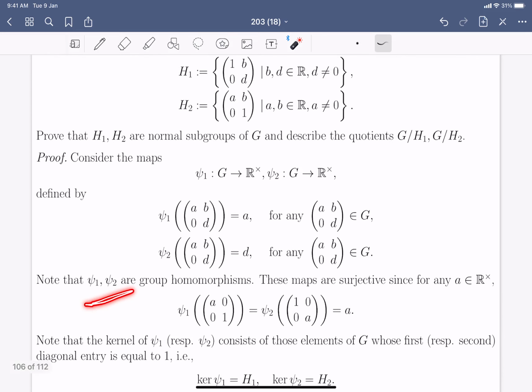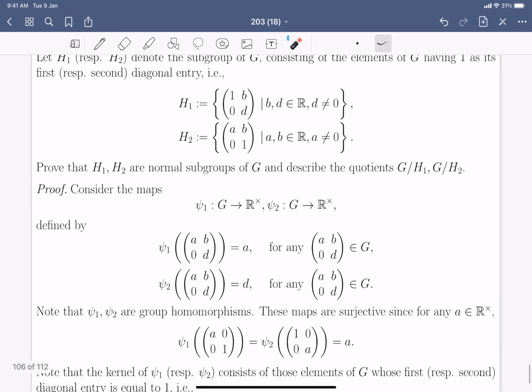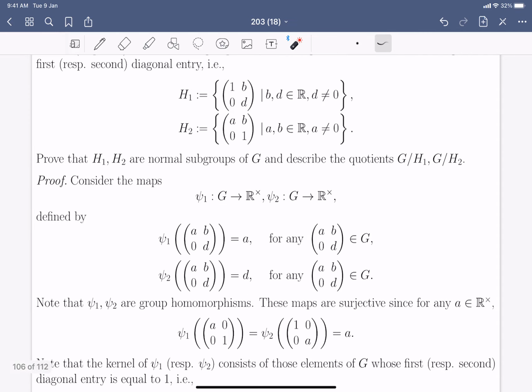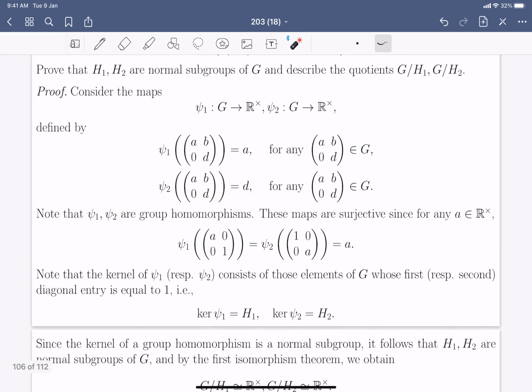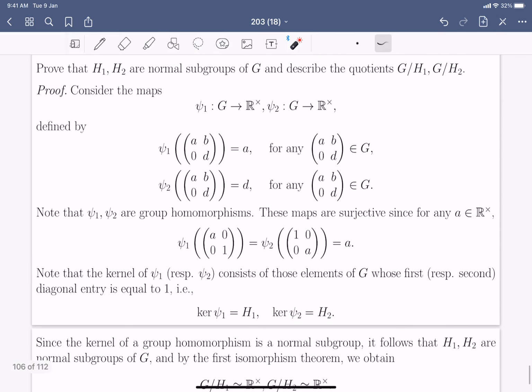It is really straightforward to see that psi1 and psi2 are group homomorphisms. Note that both maps are surjective, because psi1 sends the matrix with first diagonal entry A to A and psi2 sends the matrix with second diagonal entry A to A. This holds for any element A inside R cross. So psi1 and psi2 are both surjective group homomorphisms. The kernel of psi1 is exactly H1 and the kernel of psi2 is H2. We know that the kernel of a group homomorphism is a normal subgroup, so it follows automatically that H1 and H2 are normal subgroups of G.